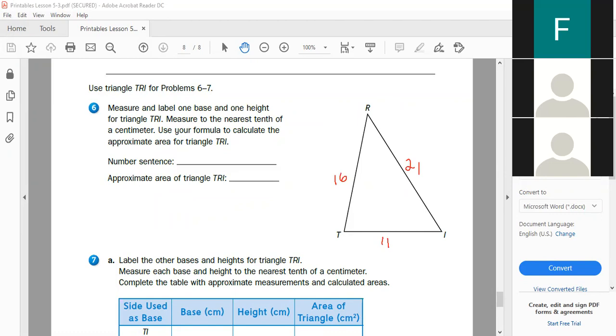Okay, measure to the nearest tenth of a centimeter. We don't have to worry about that because Mr. Hughes just did it. But it did tell us centimeter, which is nice, so I know that I'm doing this in centimeters. All right, perfect. So which one is our base? I would love it if Chantel or Deshawn can tell me, since I haven't heard from them at all today.